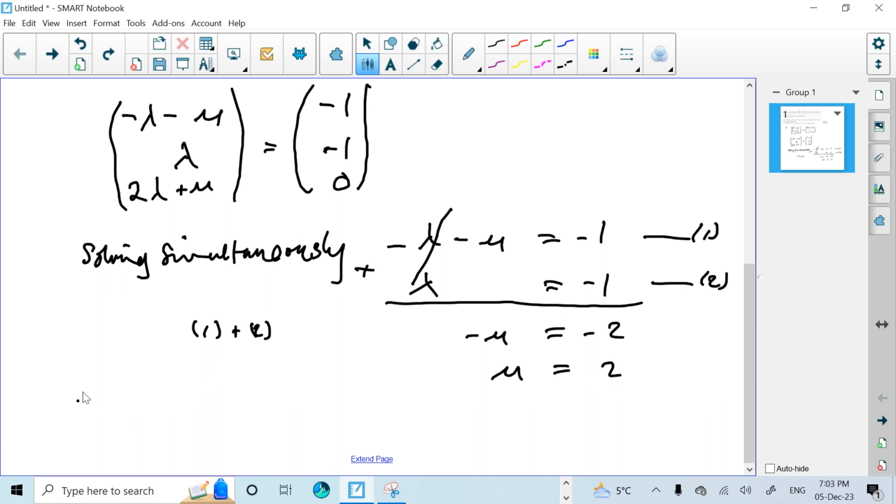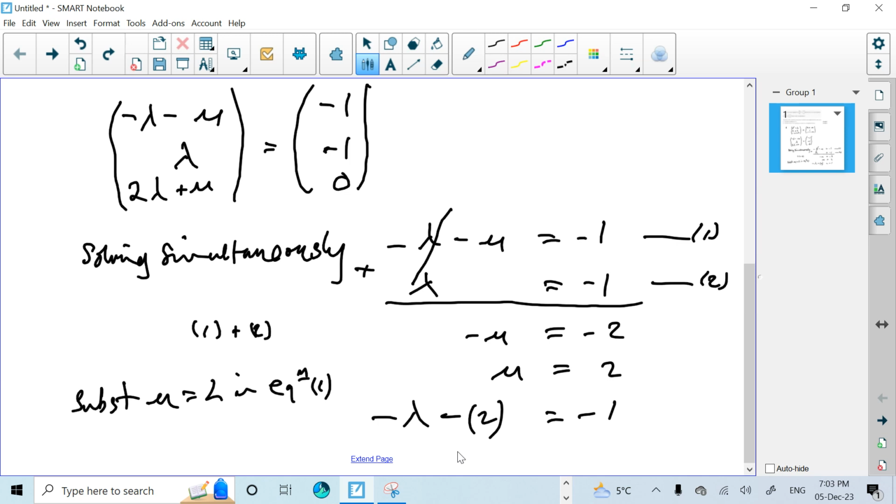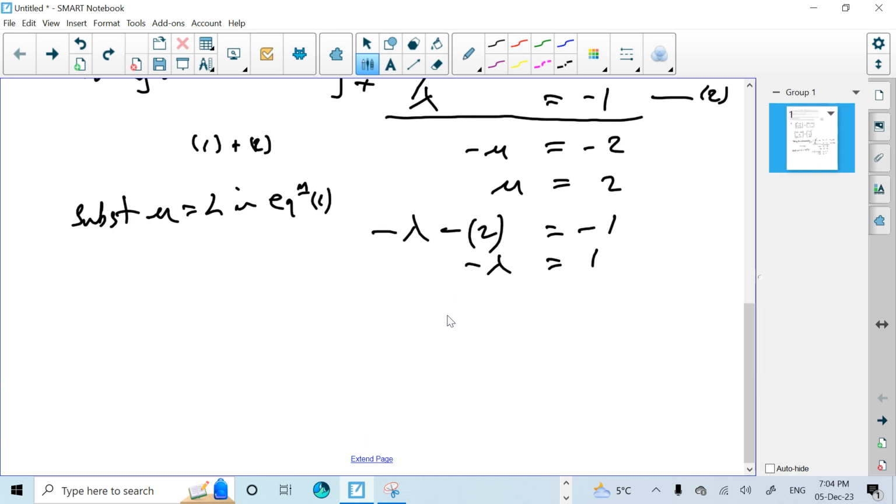And if mu is equal to 2, I substitute mu is equal to 2 in equation 1. Sorry, there's no mu in equation 2, in equation 1. So I will have minus lambda, minus 2, because mu is equal to 2, is equal to minus 1. So minus lambda is equal to 2 minus 1, which is 1, and that tells me that lambda is equal to minus 1. Now, we can check the k components, but you'll find that there is some consistency.